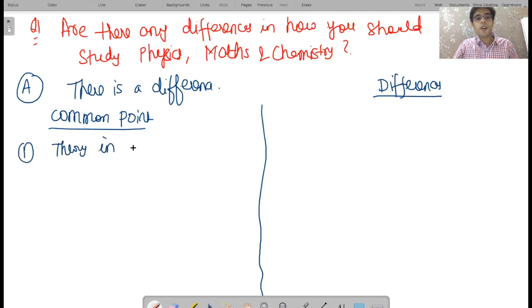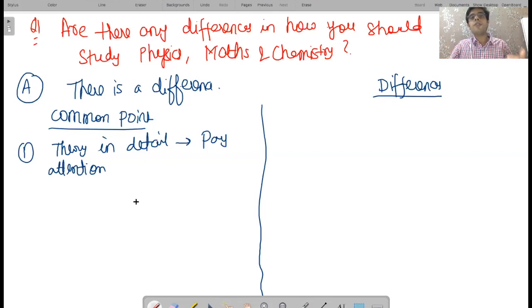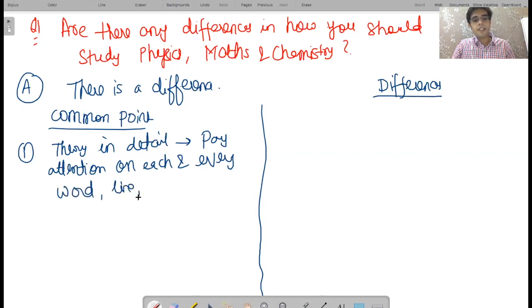So that you have to do for all three. You have to study theory in detail. You have to pay attention on each and every word. The activity that we did last time, paying attention on each and every word, understanding each and every word in as much detail as possible. If we don't know the meaning of the word which we are reading, we will not move ahead unless we understand the meaning of that word in entirety, in simple language. So pay attention on each and every word. This is common for all three. Each and every word, each and every line, each and every paragraph.